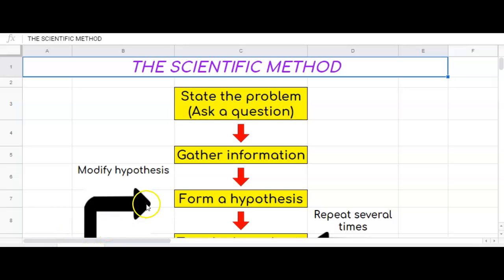Okay, we're going to discuss the scientific method. We went over this last year with seventh and eighth graders. So if you're a seventh or eighth grader, this should be review, should not be a problem. Sixth graders, pay attention. If you need to take notes, please do so.